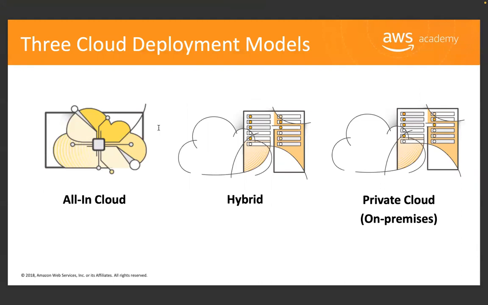Cloud deployment models. There are three kinds of cloud deployment models. Apart from the legacy thing, where we have our own data centers, we deploy our resources there, create our servers, and run our applications. But if we talk about the cloud, there are three options. You should have heard about the private cloud as well.